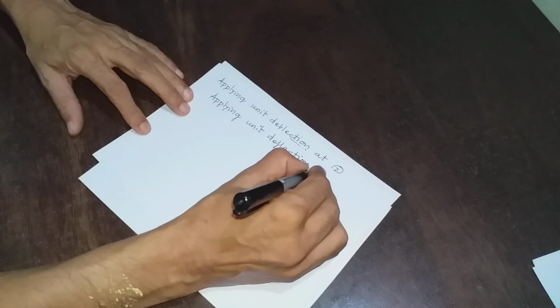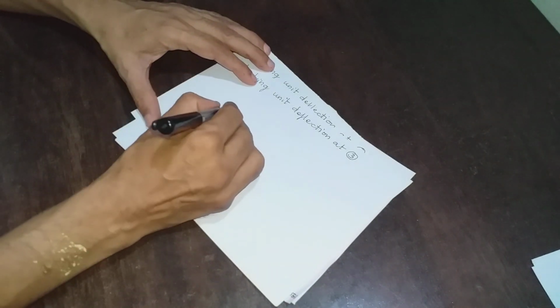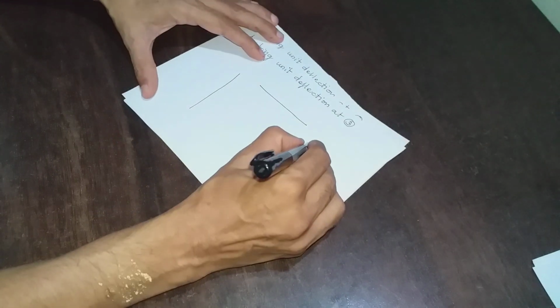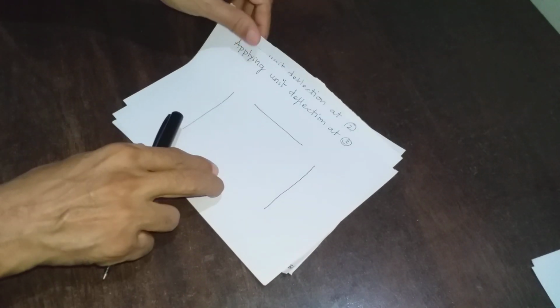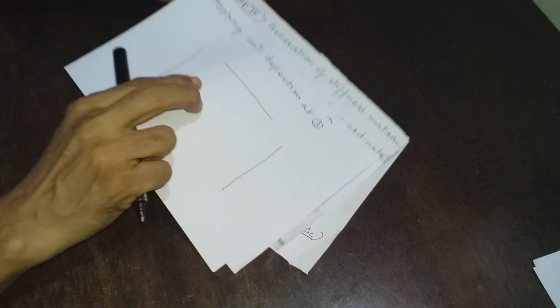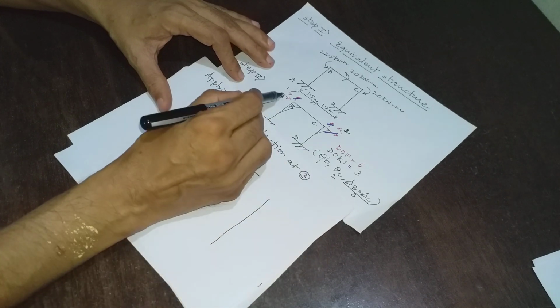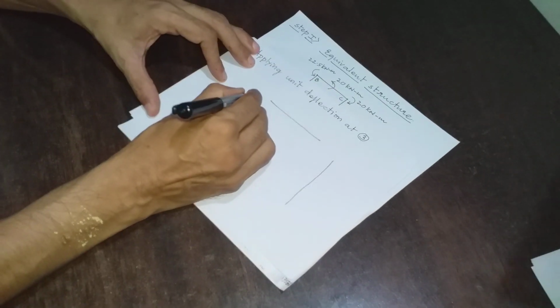Applying unit deflection at coordinate 3. Now again I am drawing a separate structure ABBCCD. Now my friends, where is my coordinate 3? My coordinate 3 is delta B and delta C. So I should apply unit deflection both at delta B and delta C.